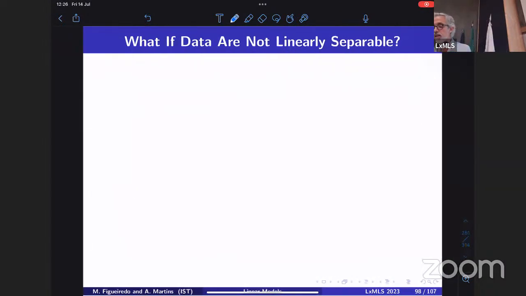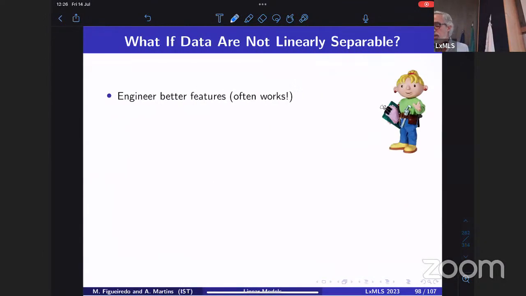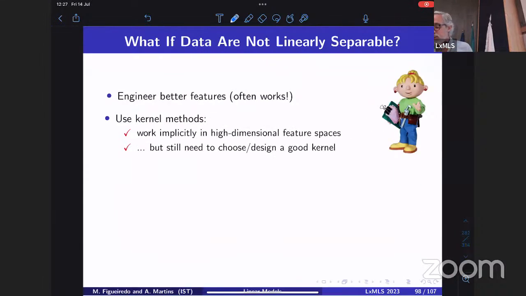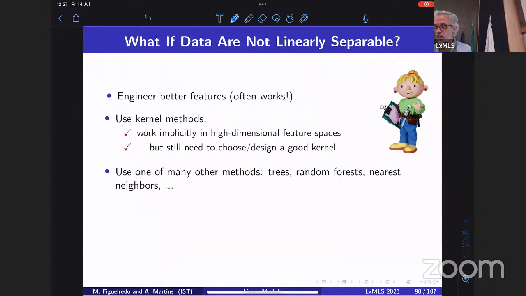Okay, what if the data, even in the feature space, is not linearly separable? Well, you can call the engineer to engineer better features. Say, okay, it's not working, please give me better features. It might work. You can use kernel methods, which is what we'll see next briefly. They work implicitly in high dimensions, but you still need to engineer a kernel. It's equivalent in that sense.